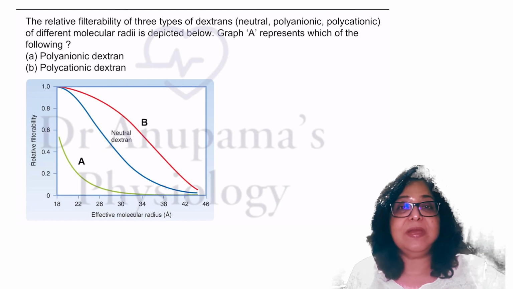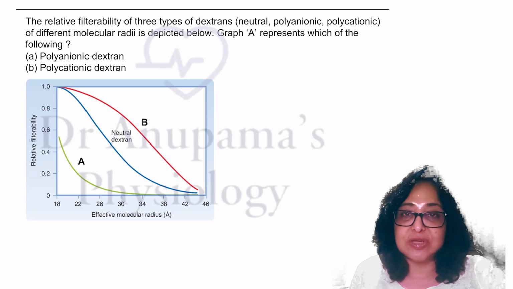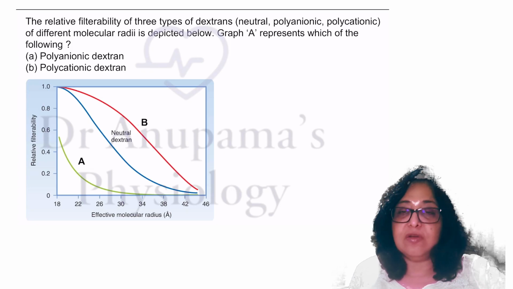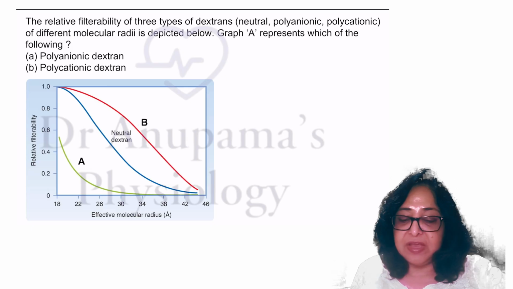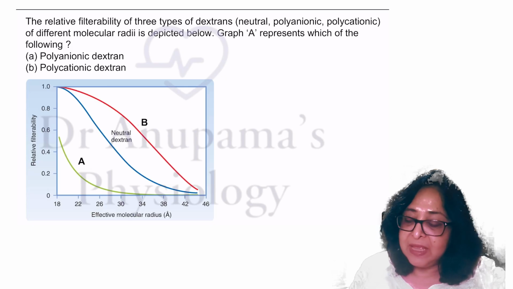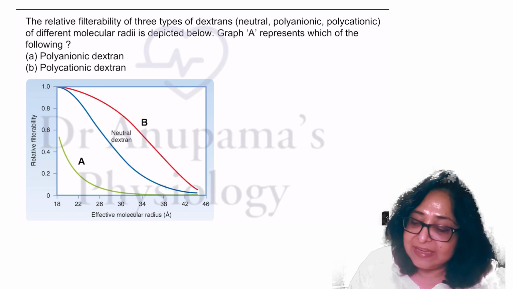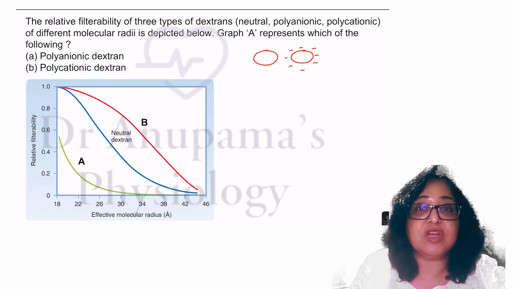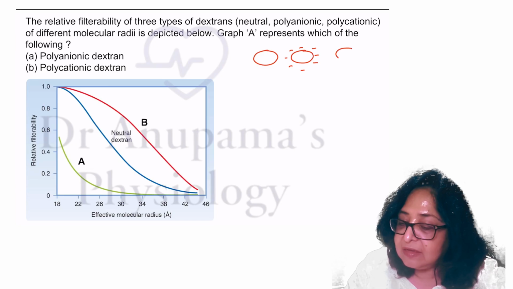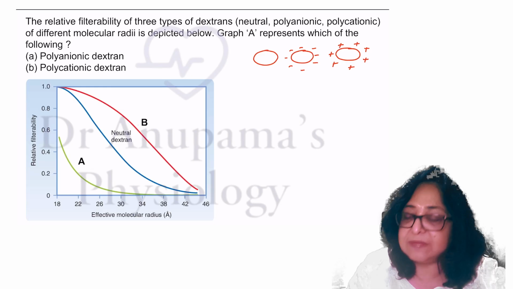Now this has already been asked as an INICET question. The relative filtrability of the three types of dextrans of different molecular radii is depicted below. Graph A represents which of the following? Now, here there are three dextrans. One which is neutral with no charge. The other is polyanionic, that means has a negative charge on the surface. And the third is polycationic with a positive charge on the surface.